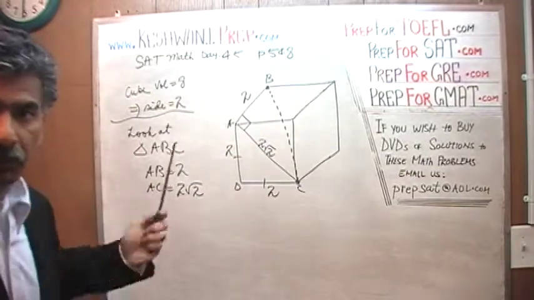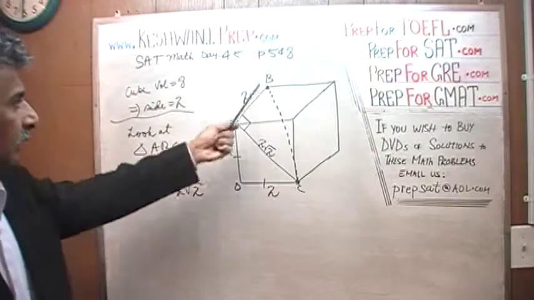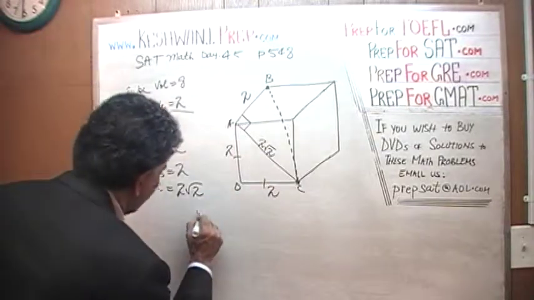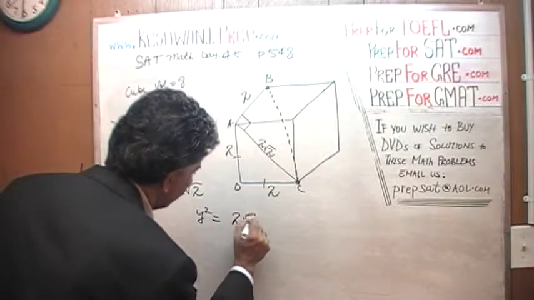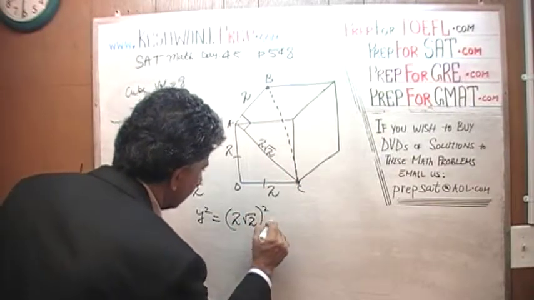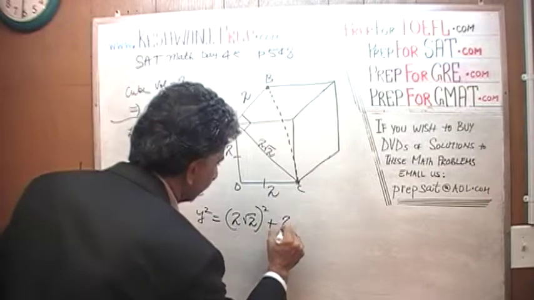Let's call it y, because I already used up x. I don't want you to get confused here. B to C, let's call it y. So y squared is going to be the square of this side, which is 2 times root 2 squared, plus the square of that side, which is 2 squared.